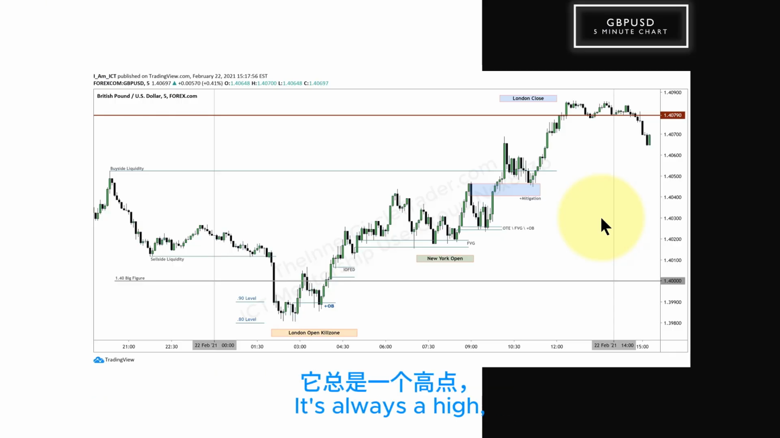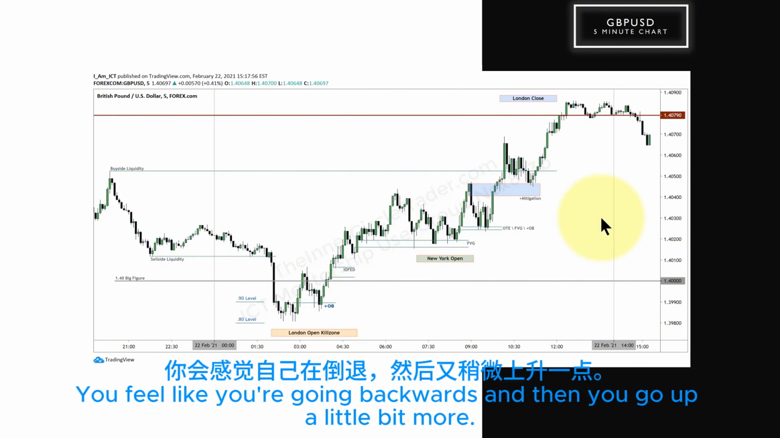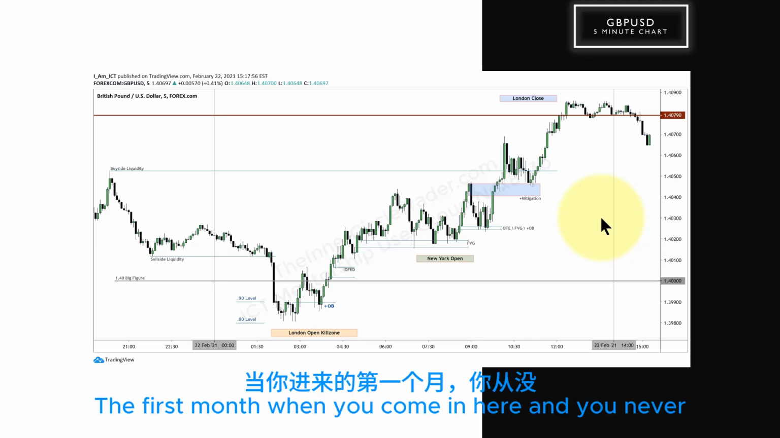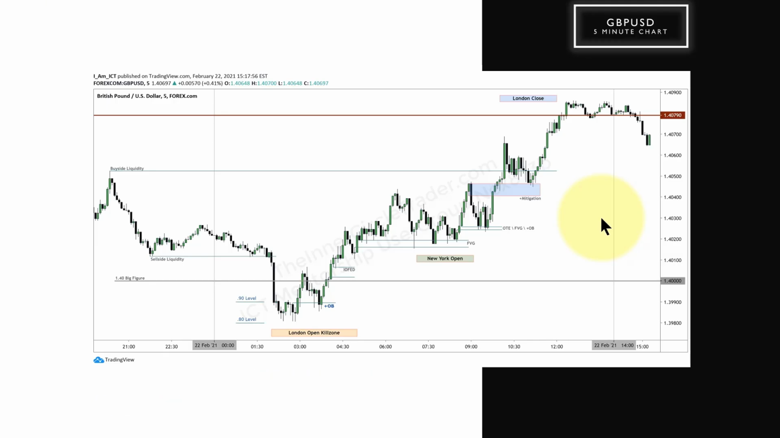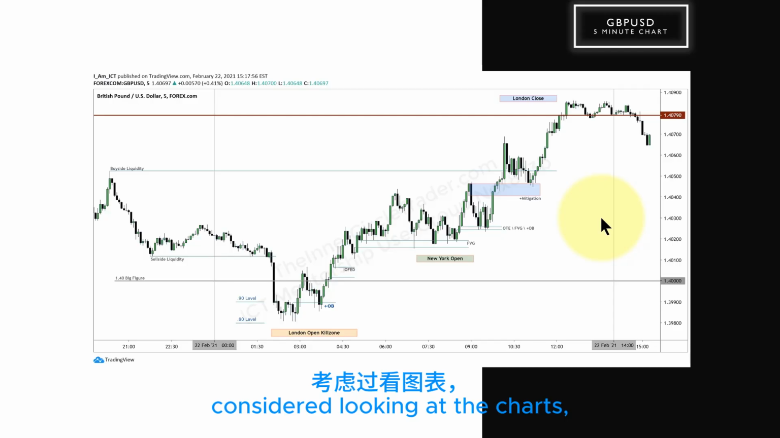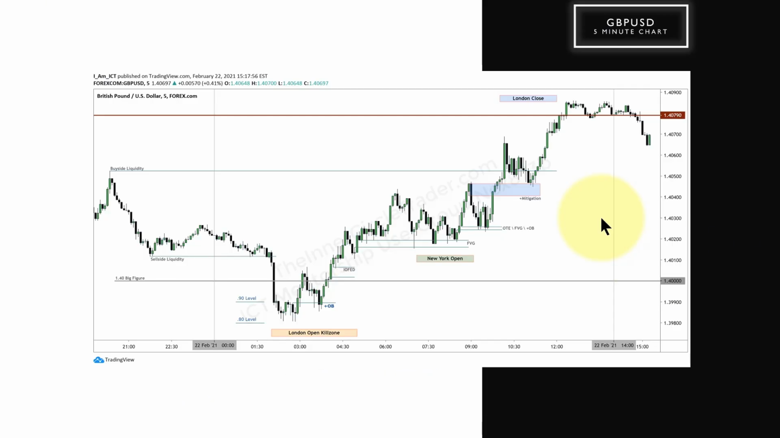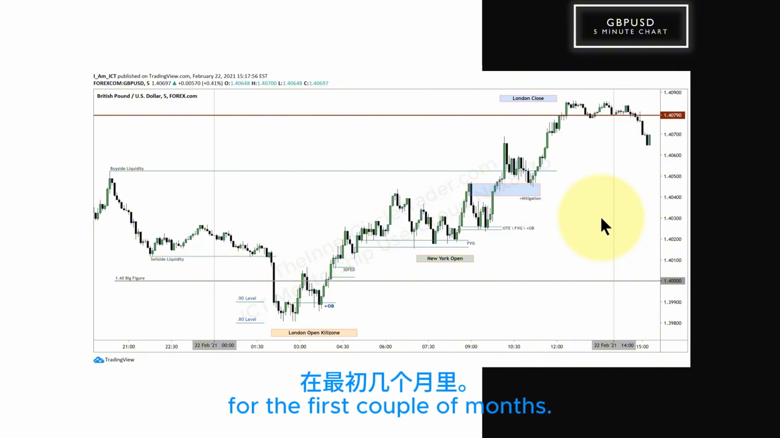Nobody learns something and it's always a high. You go up a little bit, you hit a plateau, you feel like you're not really growing anymore, you feel like you're going backwards, and then you go up a little bit more, you hit another plateau. That's a normal development curve. The first month, when you come in here and you never considered looking at the charts the way I talk about it, it feels like the blinders have come off. And that feels good for the first couple months.